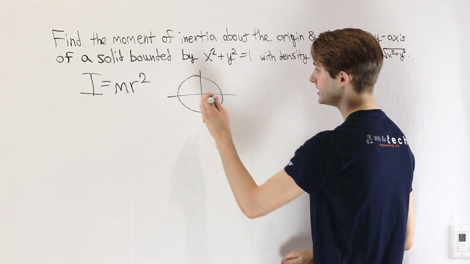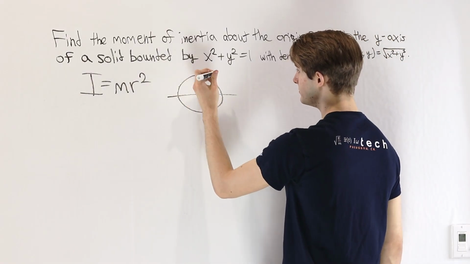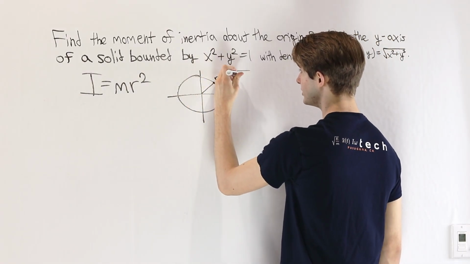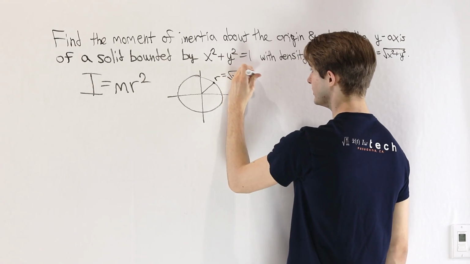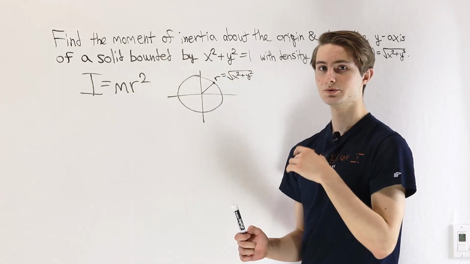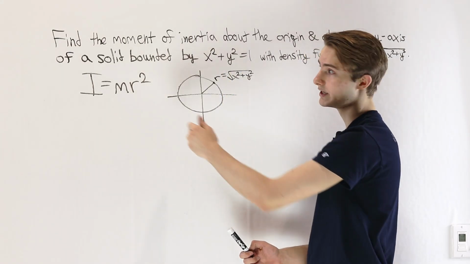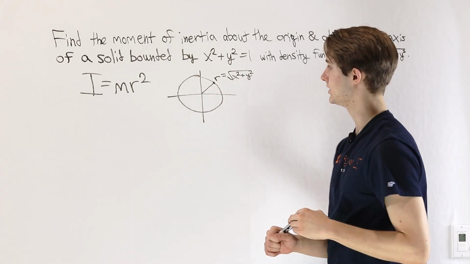And if we look at a particular point, the distance from the origin, r, is going to be the square root of x squared plus y squared. So we can plug that into our formula here and do all of our calculations.